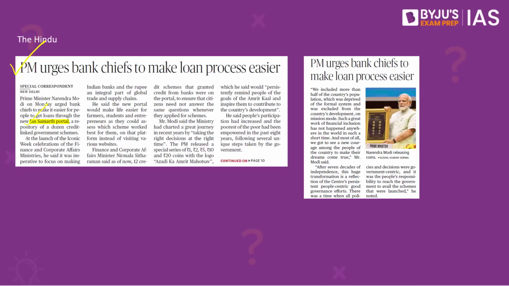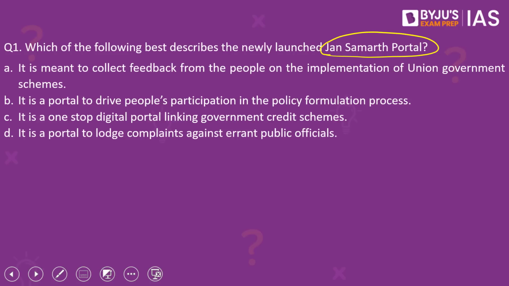Basically, it is a one-stop digital platform that links the government credit schemes on a single platform. This is a one-of-a-kind platform given that it links the potential beneficiaries of certain government schemes with the lenders. By lenders, I mean the financial lenders. Hence, it will ensure that the government benefits reach the needy through simple and easy digital processes. With this understanding, let's come back to the question. From our discussion, it becomes clear that the correct answer to this is option C.